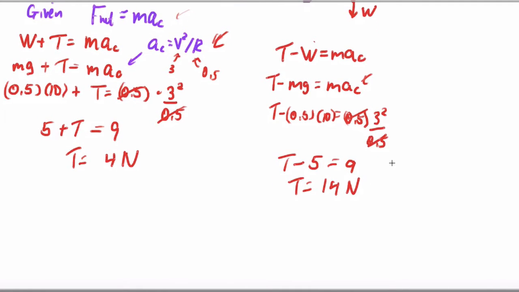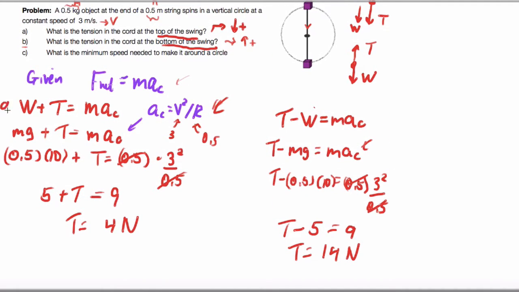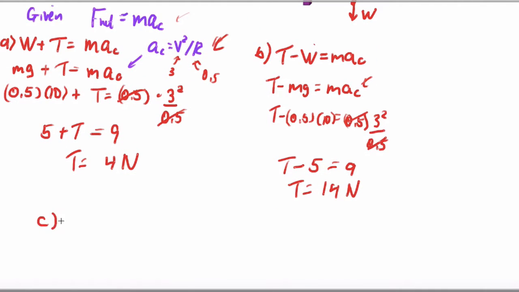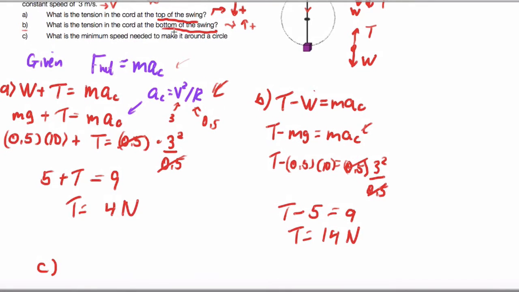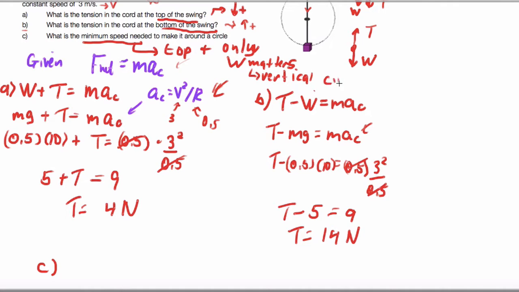And then I'll actually wrap up with part C here. We want to know the minimum speed to make it around the circle. When we have the words minimum speed, remember that's a hint that we're at the top and only weight matters. And this is only true when we're dealing with a vertical circle, so please keep that in mind.